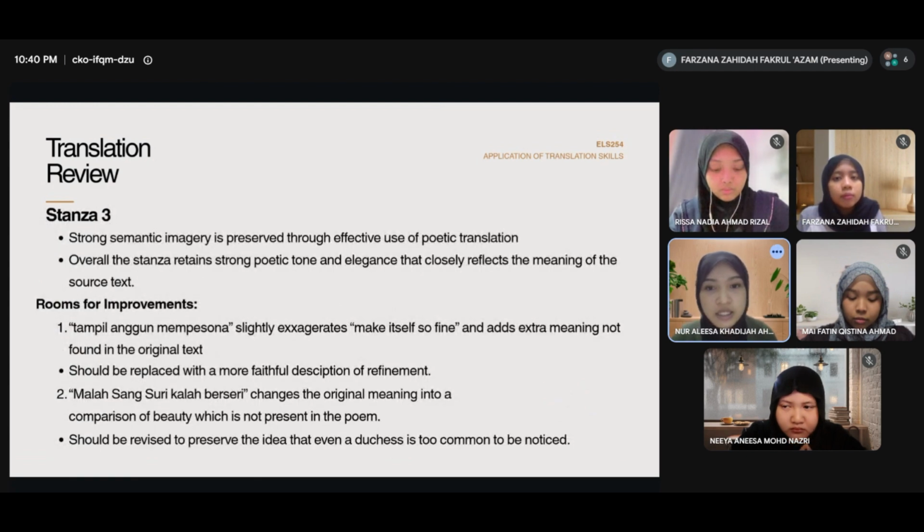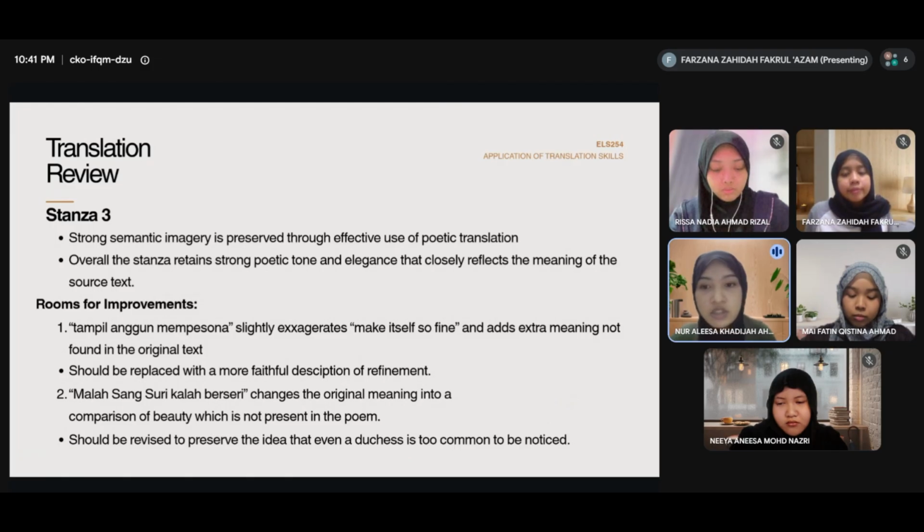For stanza 3, a strong value of the translation is the effective use of semantic imagery, particularly in the phrase menyulam embun bagai mutiara, which successfully preserved the original visual metaphor of dew being compared to pearls. This shows a strong understanding of figurative language and helps maintain the poetic beauty of the original text. The stanza also maintains a strong poetic tone, with elegant and expressive language that reflects the stylistic features of the source poem. However, there are still several issues that need improvement in terms of accuracy and meaning preservation.